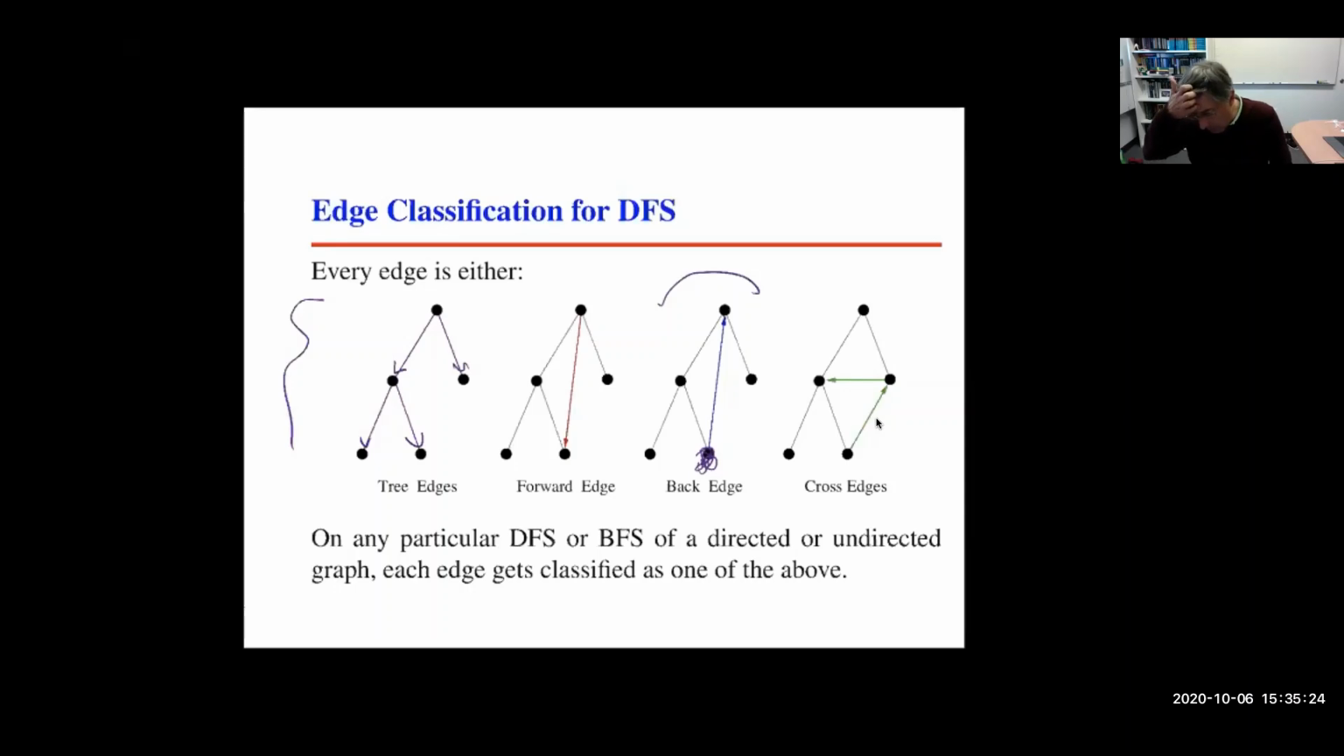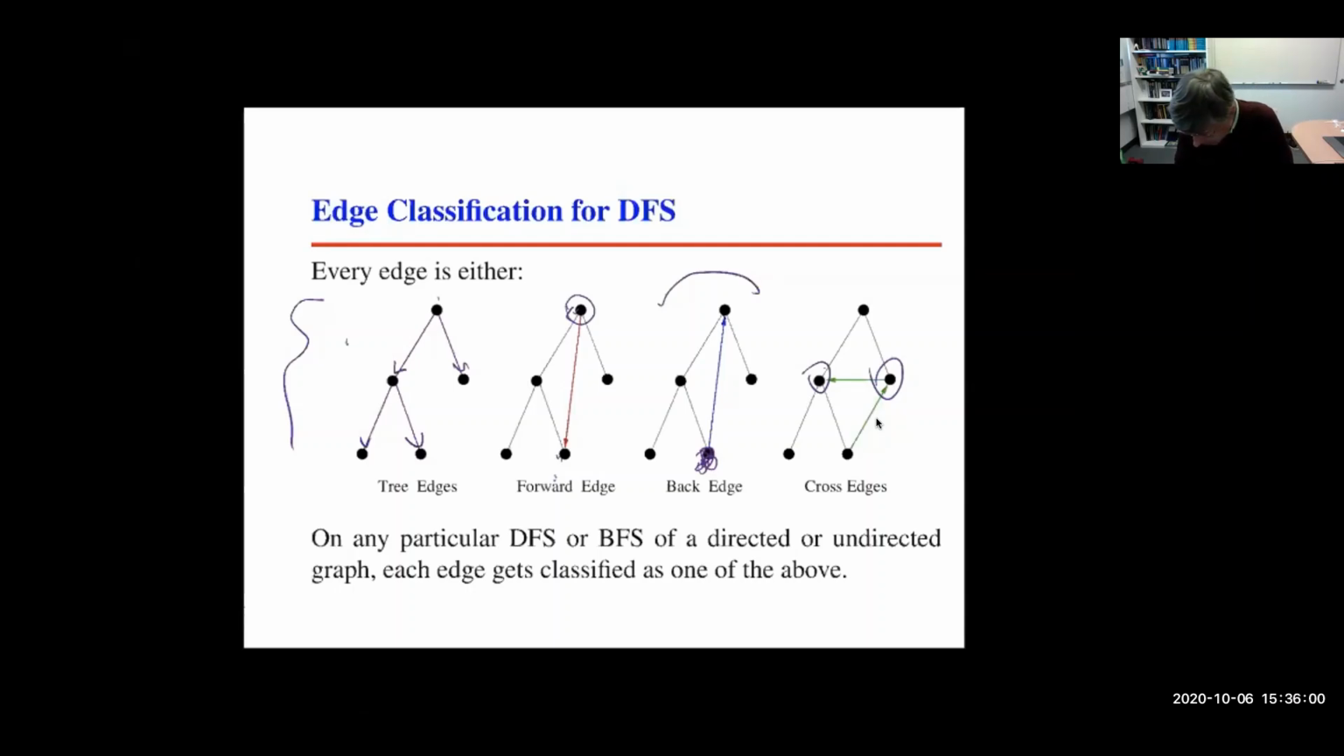You could also imagine an edge going from a node to its grandchild. That's skipping more than one generation. Skipping one generation to your child, that's a tree edge. A forward edge skips more than one generation down. A cross edge goes to somebody who's not an ancestor or a descendant; it may be a brother, but they're not an ancestor or a descendant. Any question? For every edge, there are only these four possibilities.